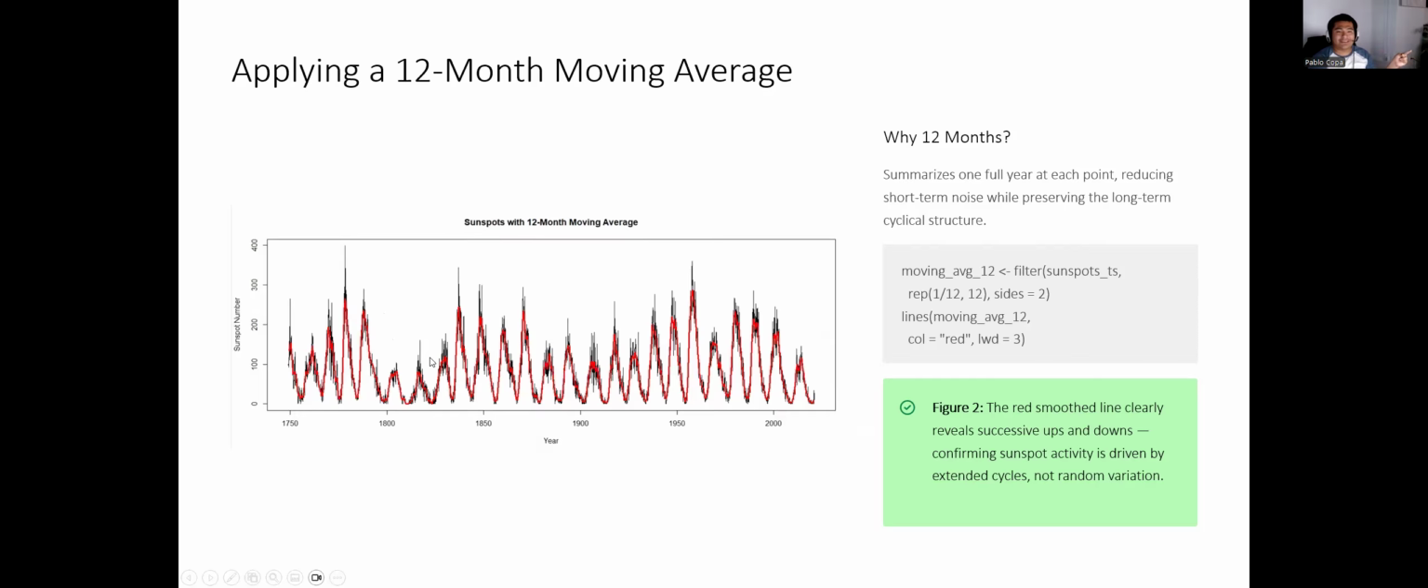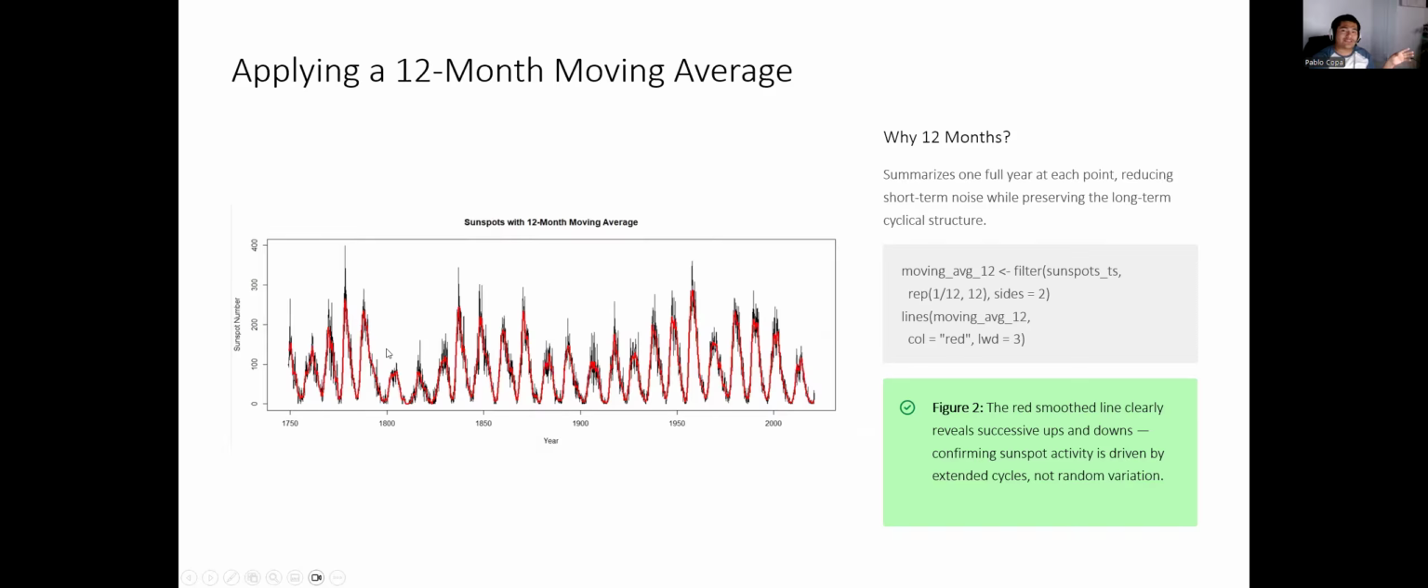The red line in the graph represents the 12-month moving average. Since the data is monthly, using 12 months makes sense because it summarizes one full year at a time. This helped me reduce some of the smaller monthly fluctuations and allowed me to focus on the general movement of sunspot activity. When I look at this graph, the cycle becomes easier to understand.